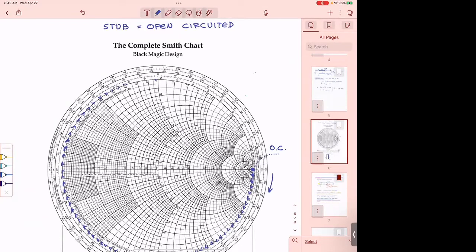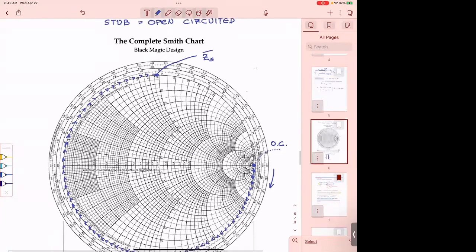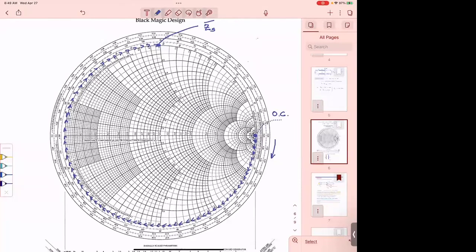And that tells you that you have to travel this much to find this one, which is your Z sub S normalized. All right? I have to travel this much. Now I need to find out how much I had to travel because that's going to be the length of the stub. So how did we say we do that?